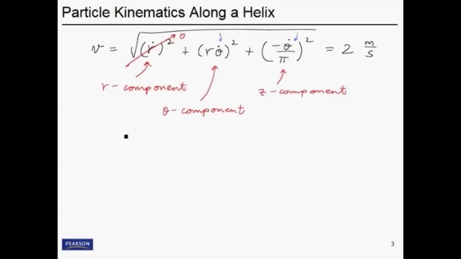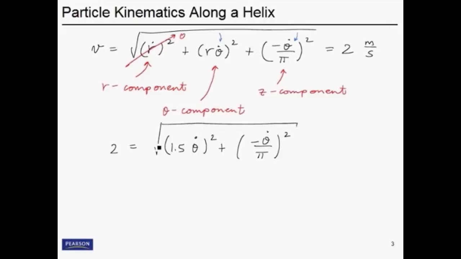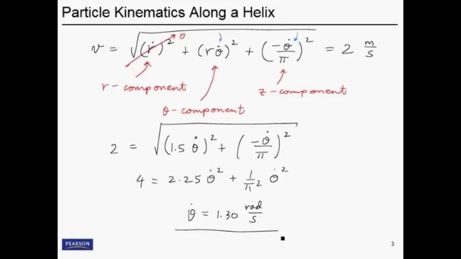Okay, so that calculation is going to look like this. 2 is equal to the square root of (r is 1.5, theta dot, that quantity squared) plus (minus theta dot over pi) squared. And when we go through and do some algebra, we get 4 is equal to 2.25 theta dot squared plus 1 over pi squared theta dot squared. And when we solve that, we get theta dot is equal to 1.30 radians per second.